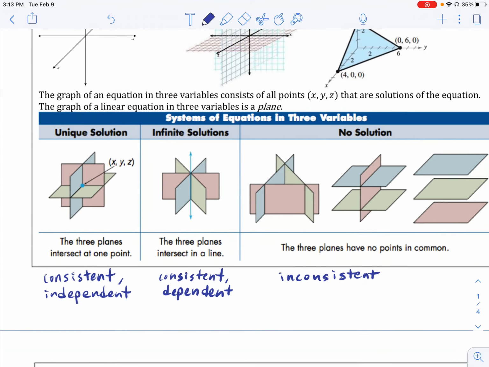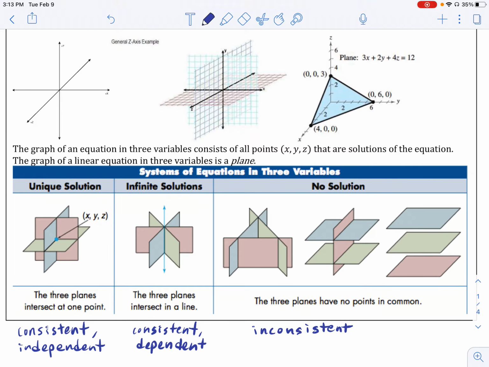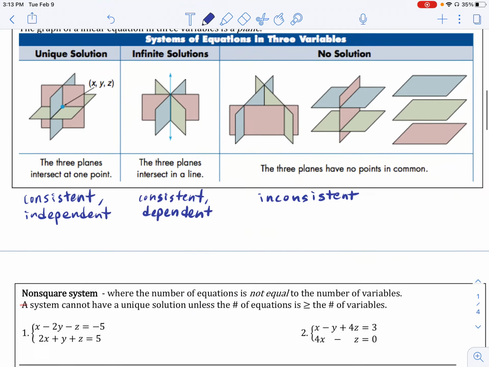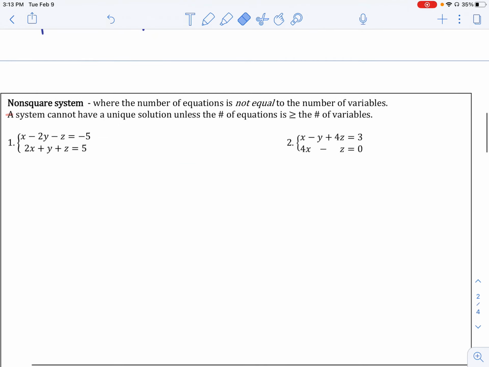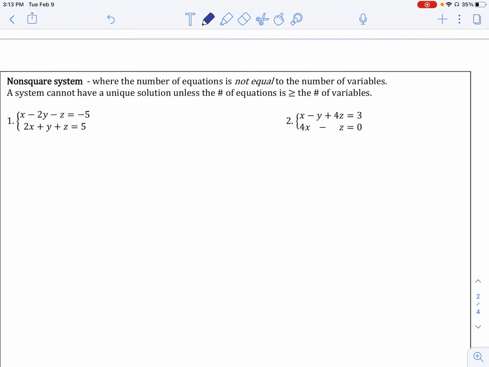So now that we have a sense of what is happening when we are solving a system of equations in three variables, we see that it's an intersection or lack thereof of these three planes. Let's look at a unique type of system, and that is called a non-square system. We call it non-square because the number of equations is not equal to the number of variables. And a system cannot have a unique solution unless the number of equations is greater than or equal to the number of variables. So in these cases, we're going to have a dependent system. So as soon as you see that it's a non-square system, you've got to pretty much rule out the possibility of there being a unique solution.